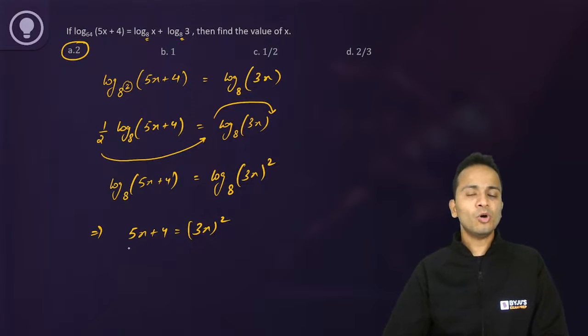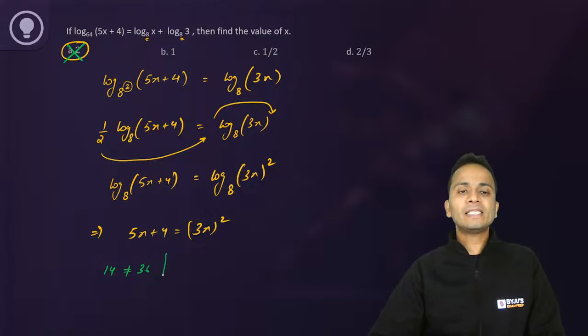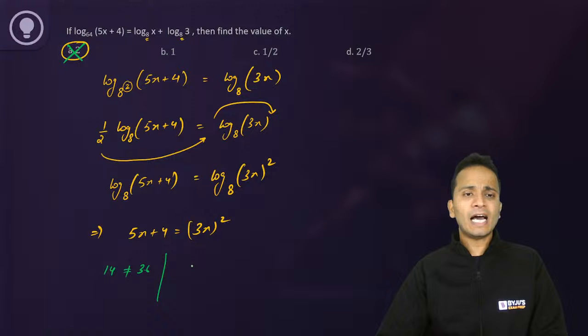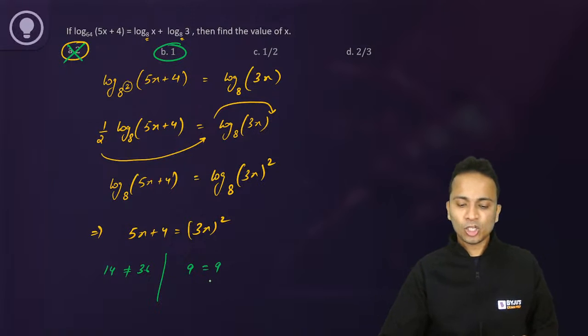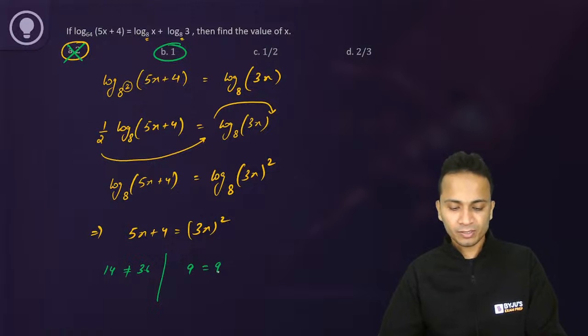At x equal to 2, on the left hand side I'll have 14, on the right hand side I have 36. So x equal to 2 does not satisfy. X equal to 1, on the left hand side I will have 9, on the right hand side I will have 9. So yes, it is satisfied by x equal to 1. So the correct answer here should be option B.